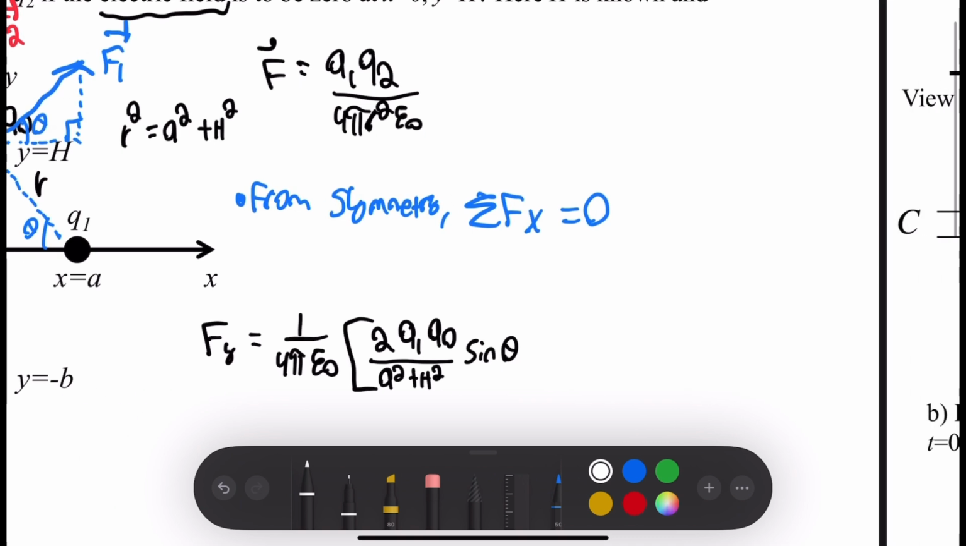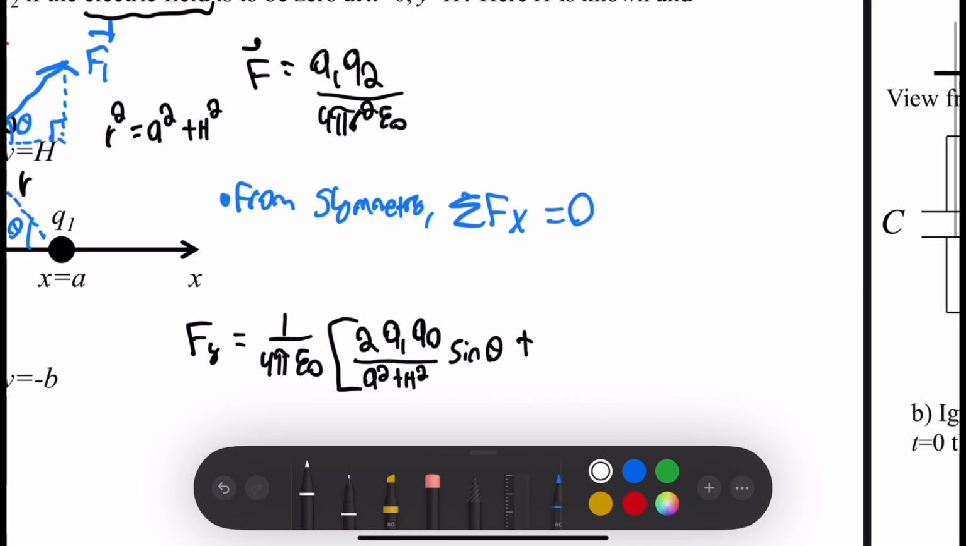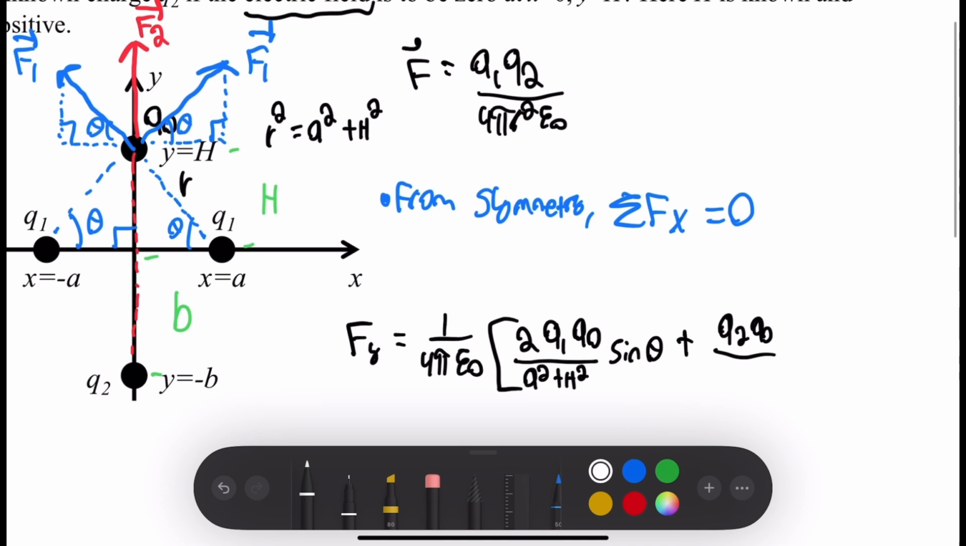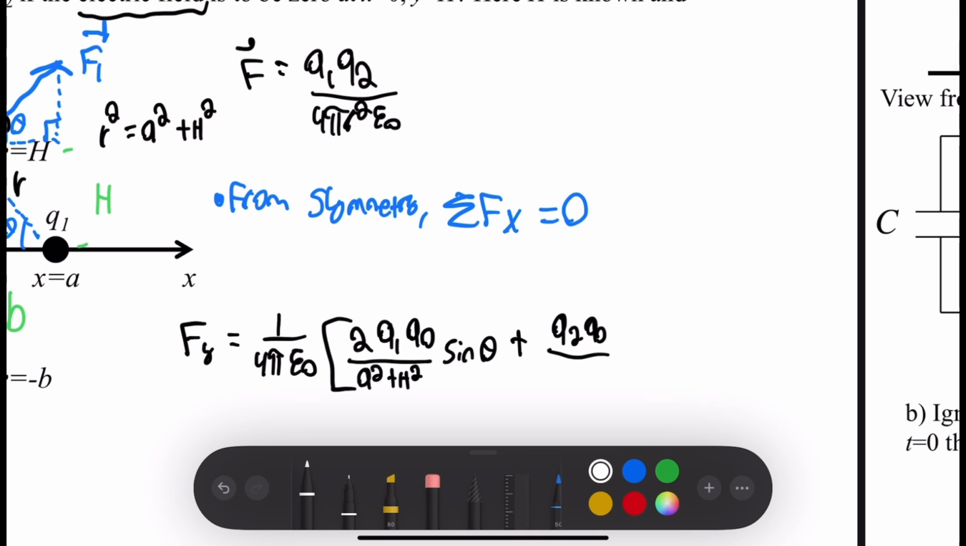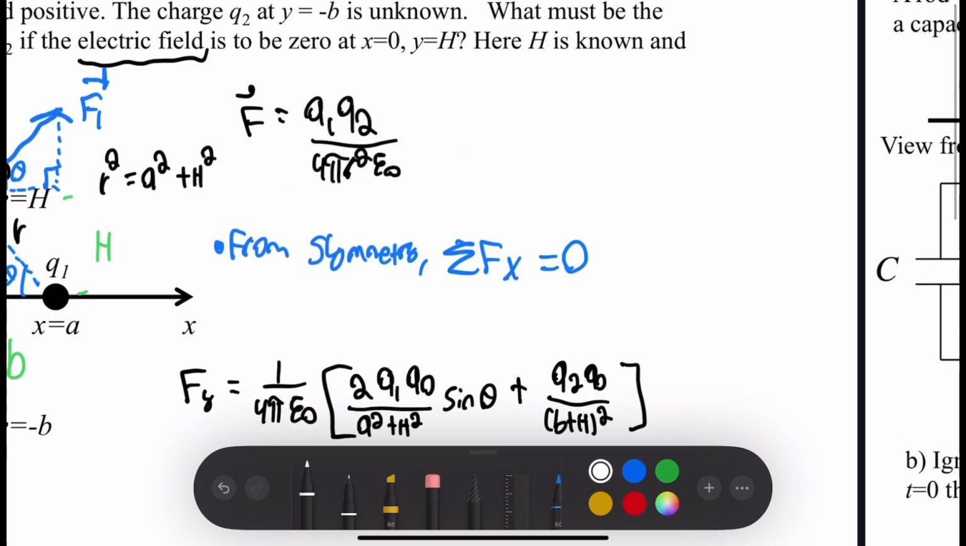And then I want to add the other force, the F2 force, which is going to be Q2 Q0 divided by the radius. Well, this distance here is B, and this distance here is H. So my total distance is going to be B plus H. So my radius squared will be (B plus H) squared. And we want the inside equal to 0 because we want the electric field to be equal to 0.